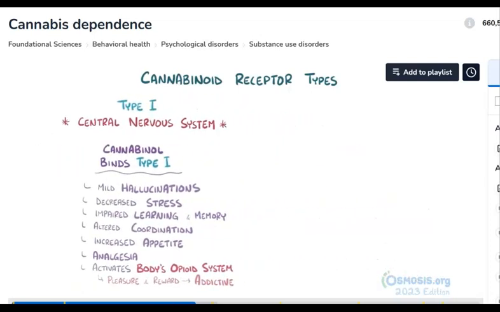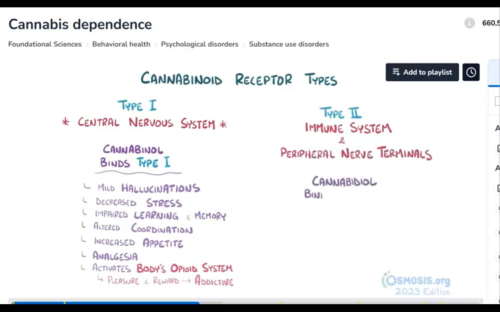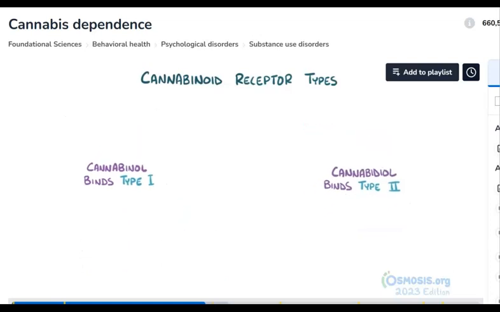In contrast, cannabinoid receptor type 2 is found on immune system cells and peripheral nerve terminals. Cannabidiol binds to cannabinoid receptor type 2, inhibiting their activity and producing anti-inflammatory and analgesic effects. THC, on the other hand, can bind to both cannabinoid receptor type 1 and cannabinoid receptor type 2, and therefore has a wide variety of effects.